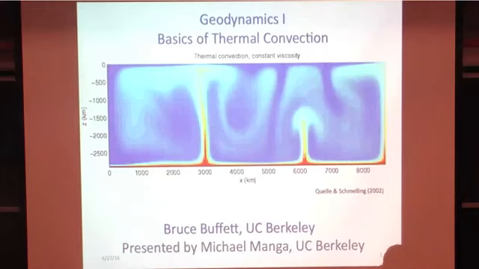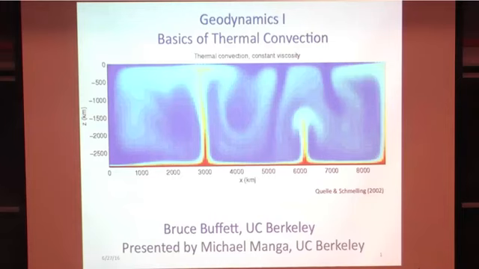Thermal convection is the engine that powers geological activity. And on the Earth, the most obvious manifestation of thermal convection in the interior is the operation and existence of plate tectonics. This is Geodynamics 1, the basics of thermal convection.